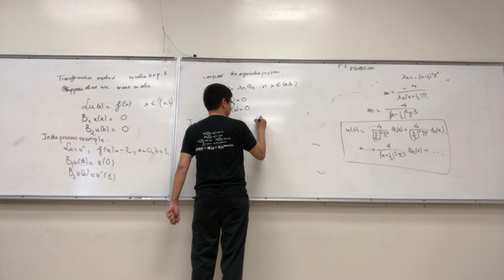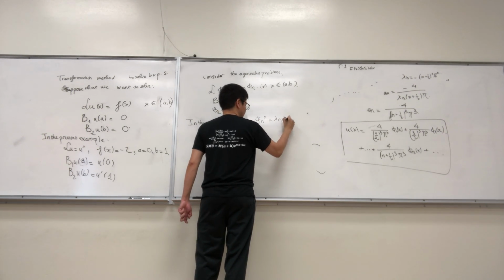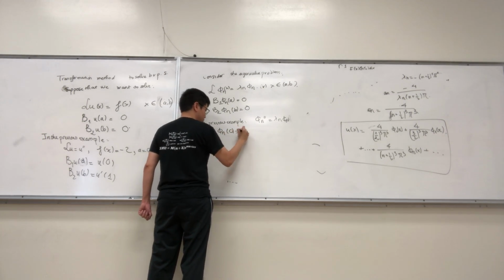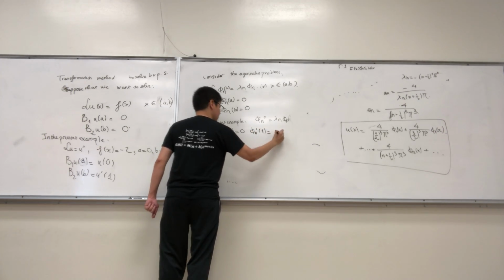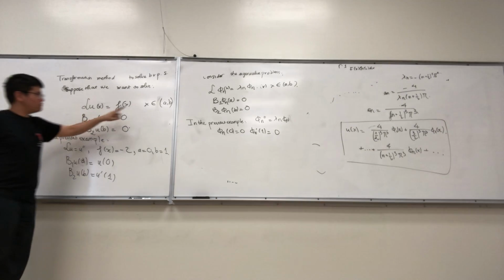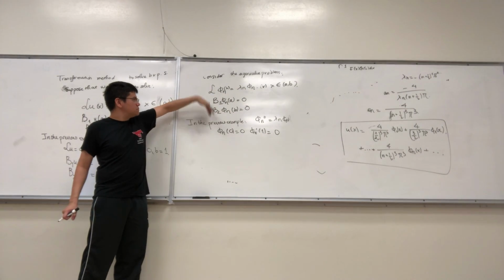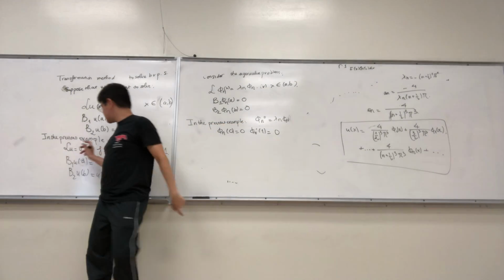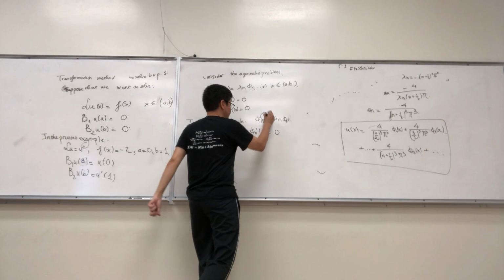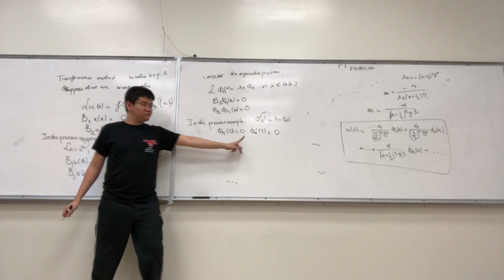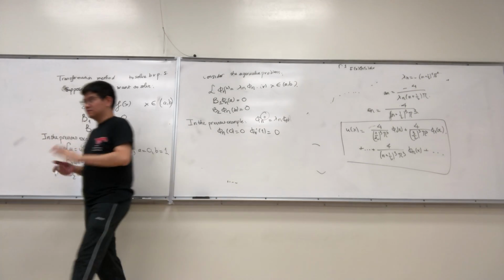So in the previous example, you have phi n second is lambda n phi n, and phi n at 0 is 0, and phi n prime at 1 is 0. Right? So the eigenvalue problem is the same, except that you have L of phi n is lambda n phi n, but you don't change B1 and B2, right? So here you still have the second derivative, phi n of 0 is 0, and phi n prime at 1 is 0. Okay, questions?